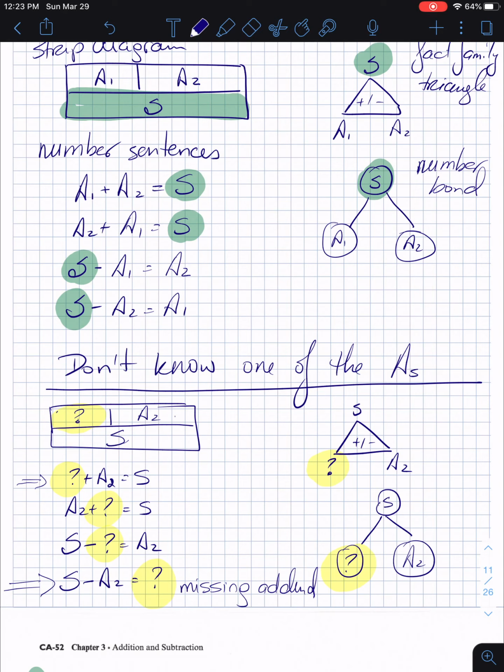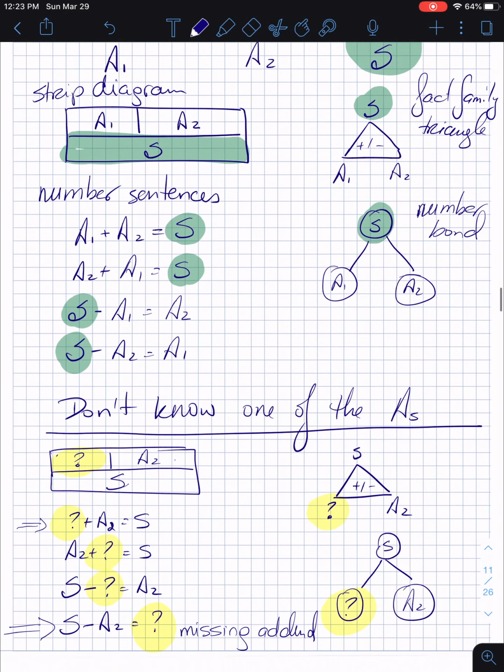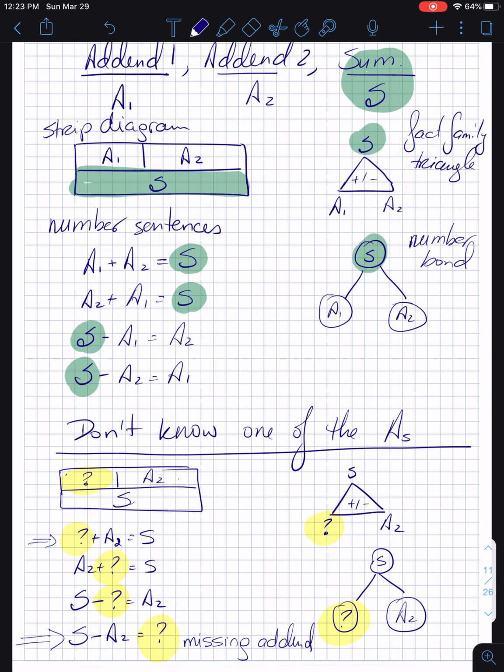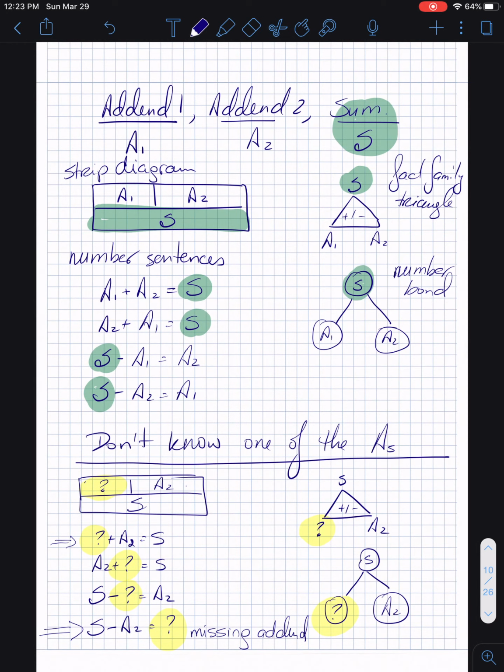All right, but here you can see the very, very tight connection between addition and subtraction, and how we can use that to help us make sense of both of them together and to build a much stronger understanding of how to work with numbers and how to calculate with numbers with addition and subtraction.